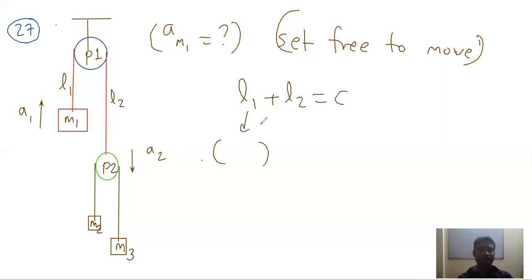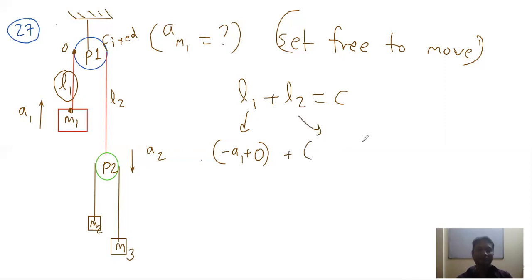So let us consider the points. This is one point, this is another point. This point is moving upward with acceleration A1 because it leads to a decrease in length L1, because as M1 moves up with acceleration A1, L1 will decrease. So we will have minus A1. And this point here has zero acceleration because it is connected to the fixed pulley P1, which is connected to the wall, to the ceiling.